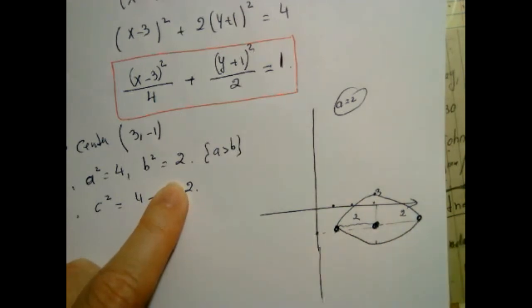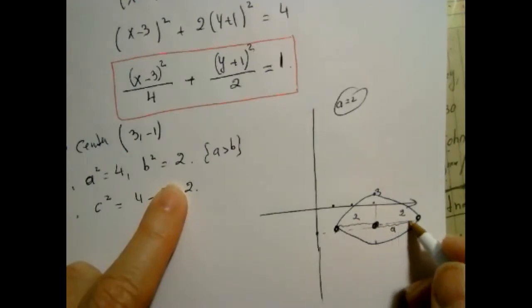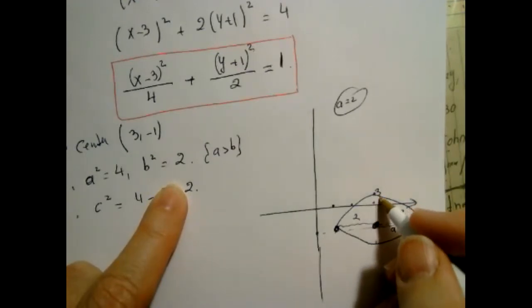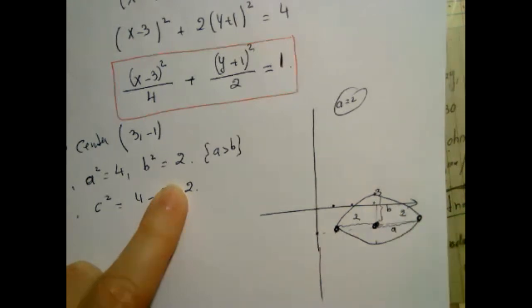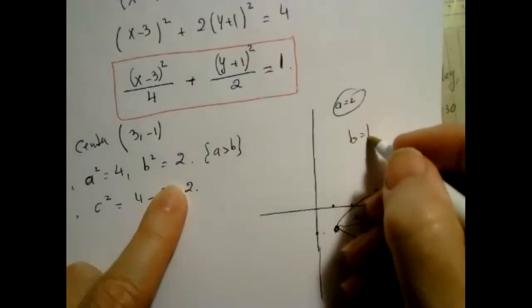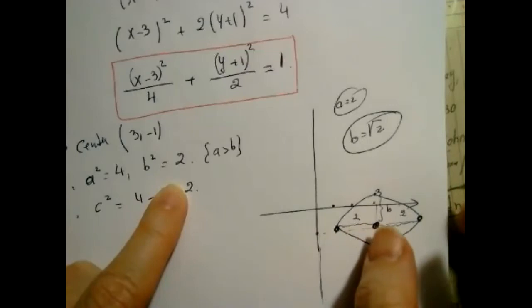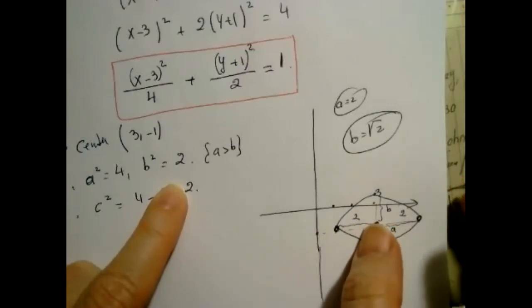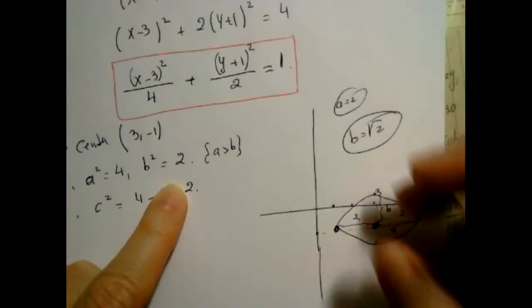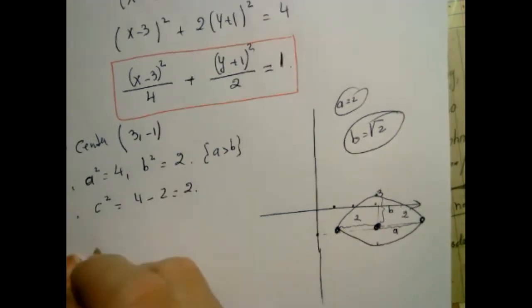How much did you go up and down by? A. Oh, A. and B. Whatever your B is. My A is 2. My B is the square root of 2. Oh, okay. Always, we move from the center horizontally by a and vertically by b. Okay, so now the vertices.